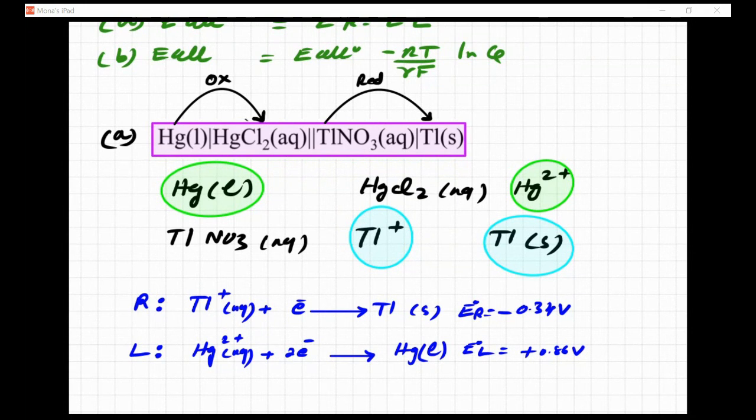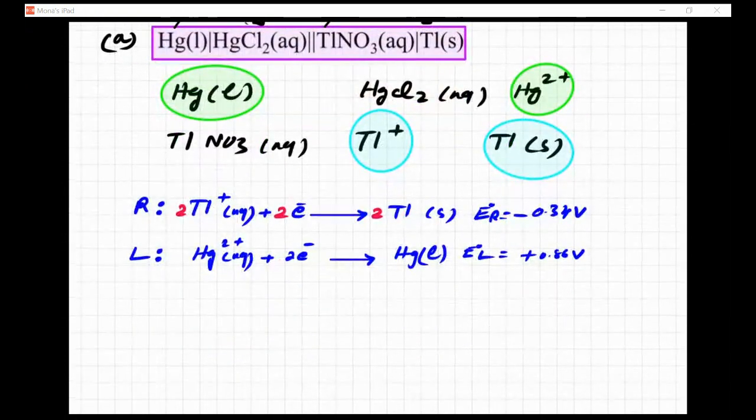Since they are not matching, this should be 2, and this is 2, and this is also 2 here. So now they are matching. I have 2, 2, 2, they are matching. Because if they are not matching and I get the overall reaction, the number of electrons will not cancel, and we will get electrons in the overall reaction, and we cannot have electrons in the overall reaction. So that's why we have to do this here.